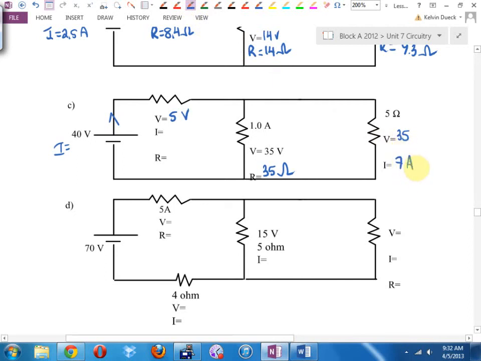Oh, what's the total current in this circuit? I think now I know. I got all the skiers on all the subhills. 8 amps. And I can put 8 amps in this first one here. And now I can tell you the resistance. It's going to be 5 divided by 8. 0.625.